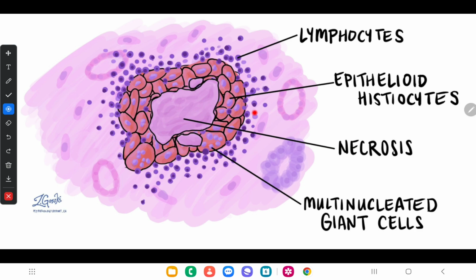Here you can see a granuloma. There are lymphocytes in the periphery, and there are epithelioid histiocytes as well as multinucleated giant cells. I told you earlier, epithelioid histiocytes are elongated cells which have abundant cytoplasm and a central ovoid nucleus. Multinucleated giant cells have more than one nucleus. Here you can see they are giant or large cells. And sometimes there is necrosis in the center.